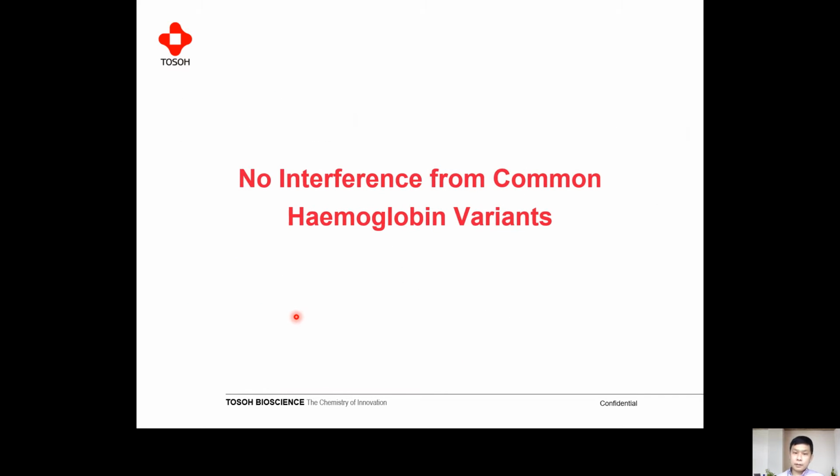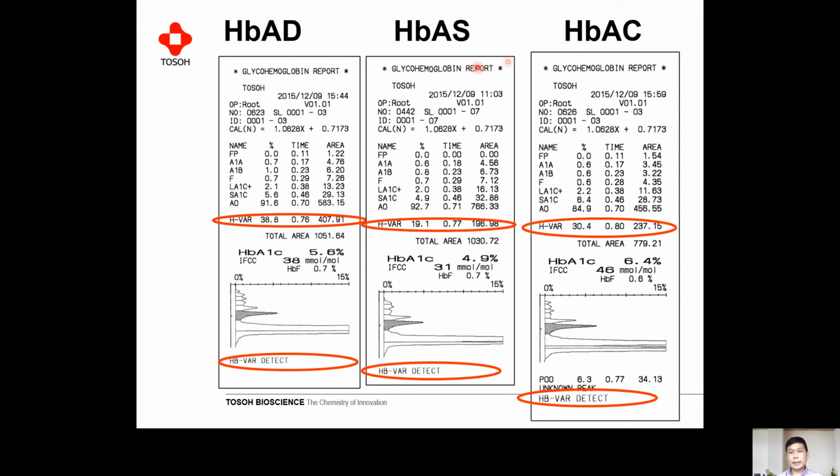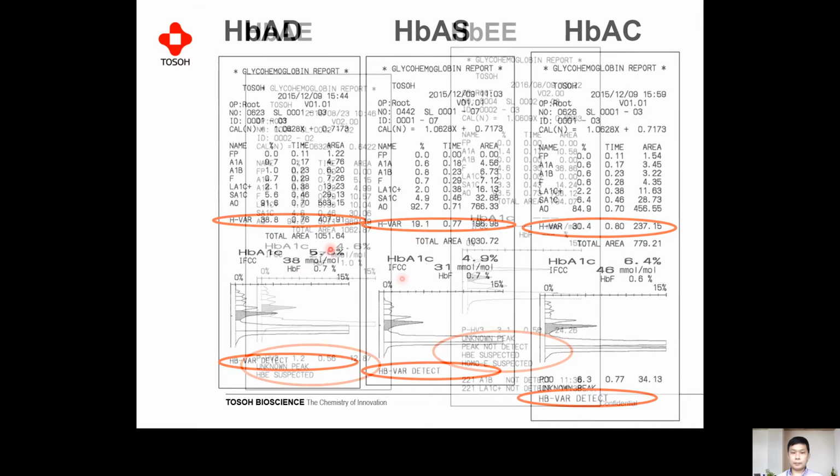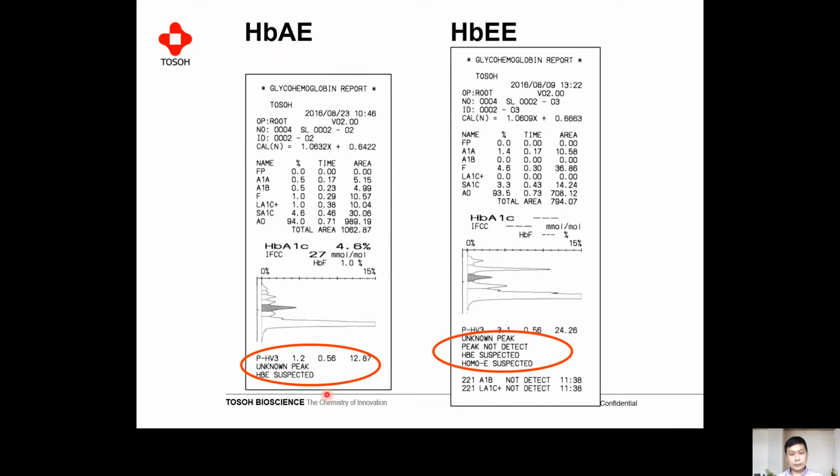So we do not have interference from common hemoglobin variants, HbAd, AS, AC. So the result will be shown. There is a flag to alert you, but the results are still reportable. You can see the value there. Okay. HbAd as well. The results are reportable because you can see the value there. And if the result is not reportable, like in this case, HbEE, then you will say Homo E suspected, and the results will be removed. So you cannot see and you cannot report this result.